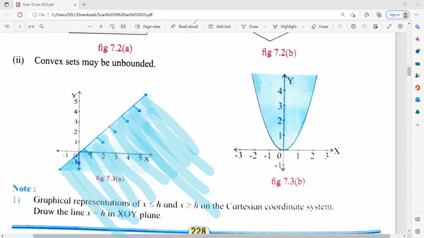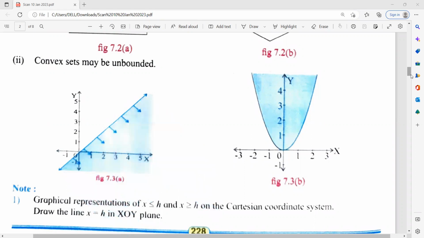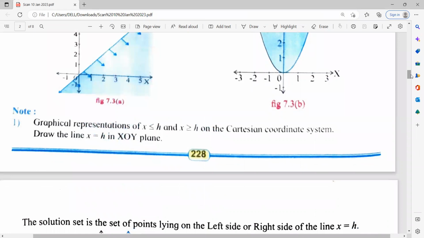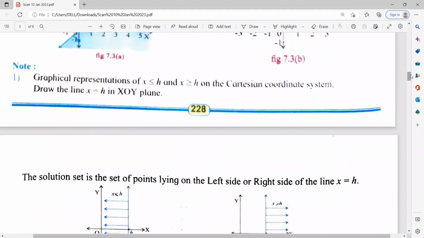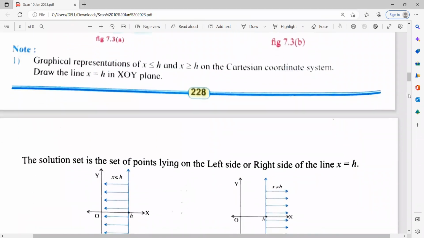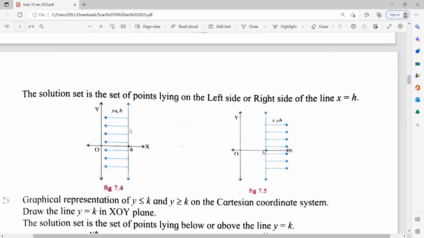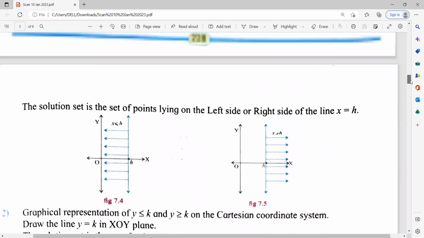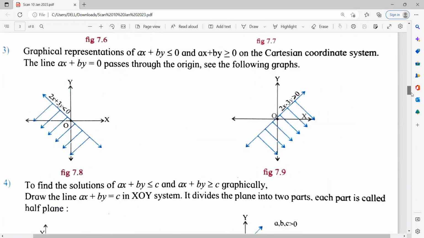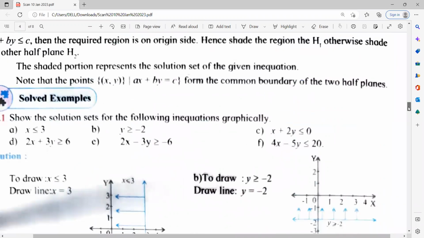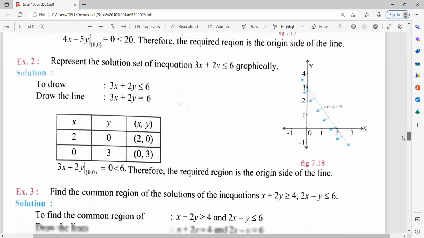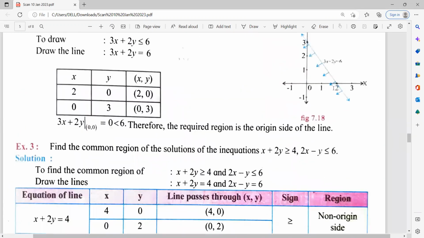Further, it is the same thing which I just taught you. Graphical representation. I just taught you what it is, and this is all very simple. Let's go once again to the problem solving.